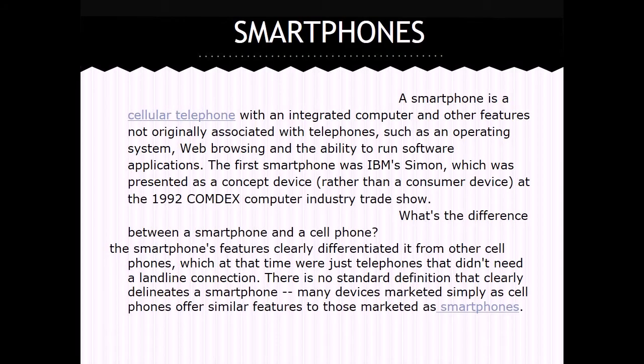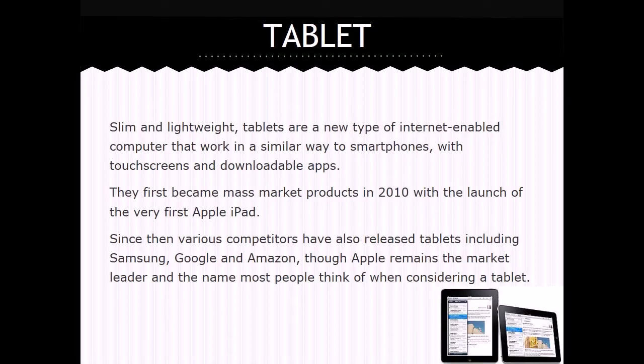A smartphone is a cellular telephone with an integrated computer and other features not originally associated with telephones, such as an operating system, web browsing and the ability to run software applications. Slim and lightweight, tablets are a new type of internet-enabled computer. They first became mass-market products in 2010 with the launch of the very first Apple iPad.